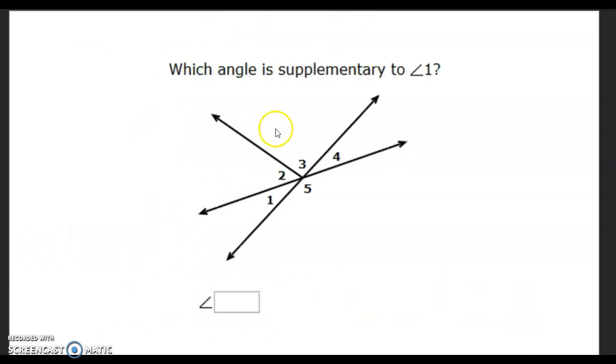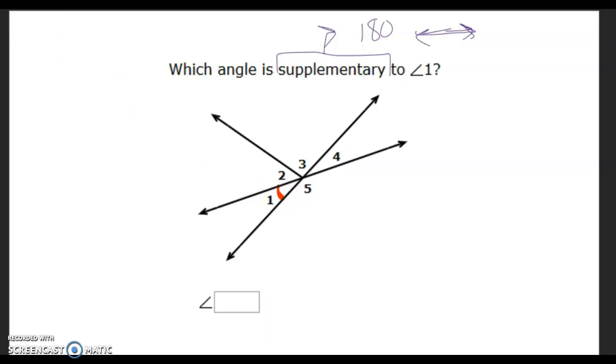All right, so let's do the last one. Which angle is supplementary to angle 1? So I always tell myself in my head, supplementary, 180 degrees, straight line. I am making a straight line, okay? And angle 1, this is the one we're talking about. So we have to find something that makes a straight line.